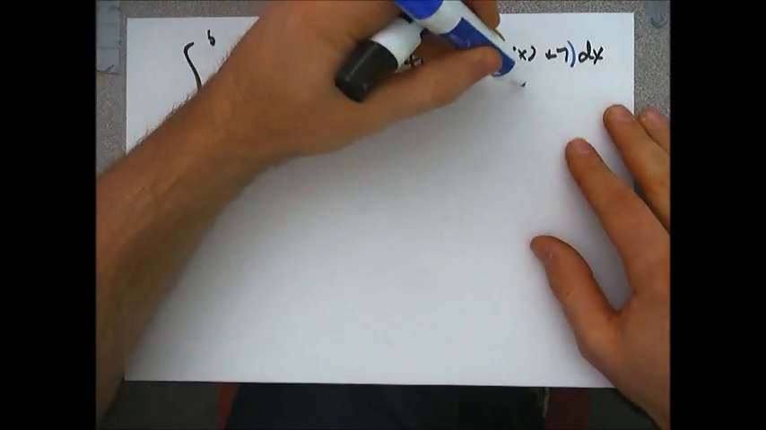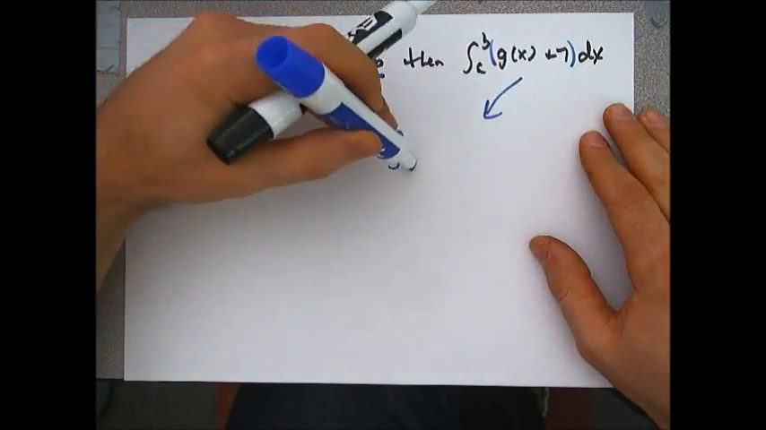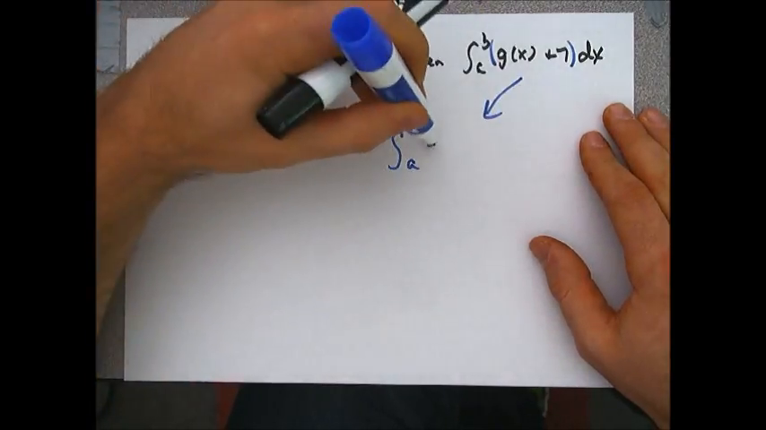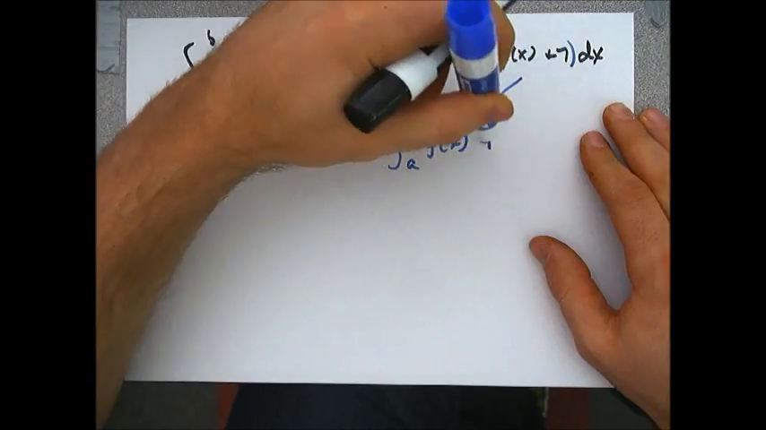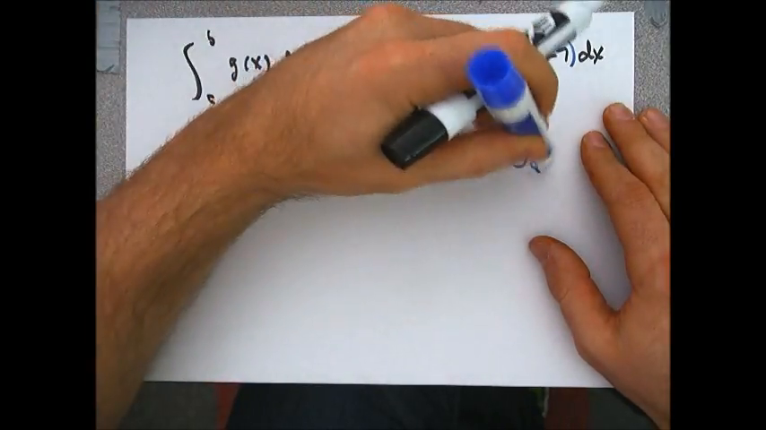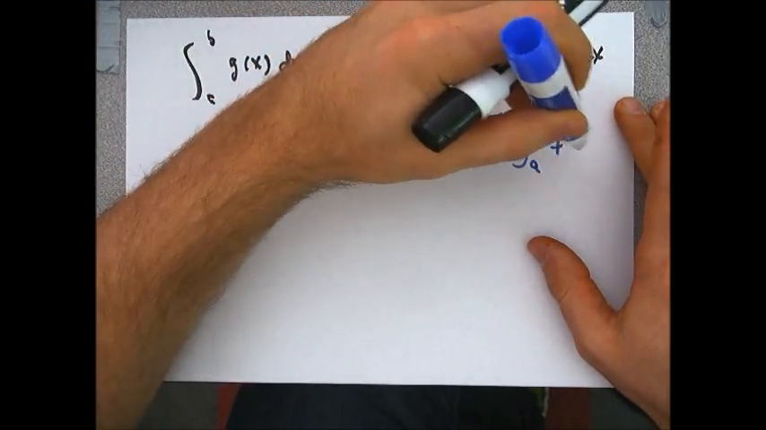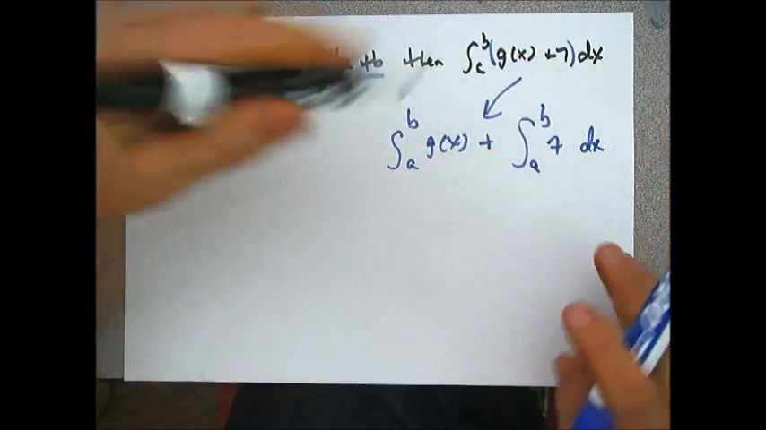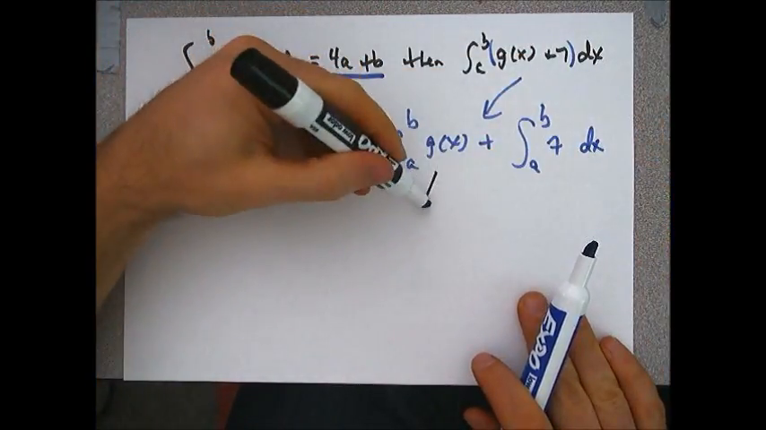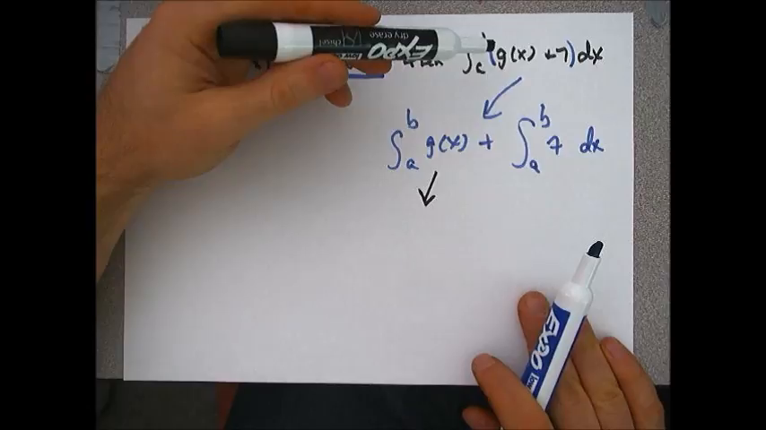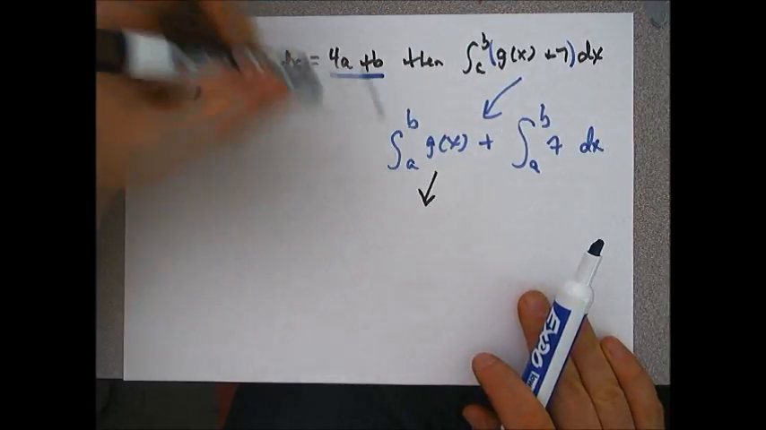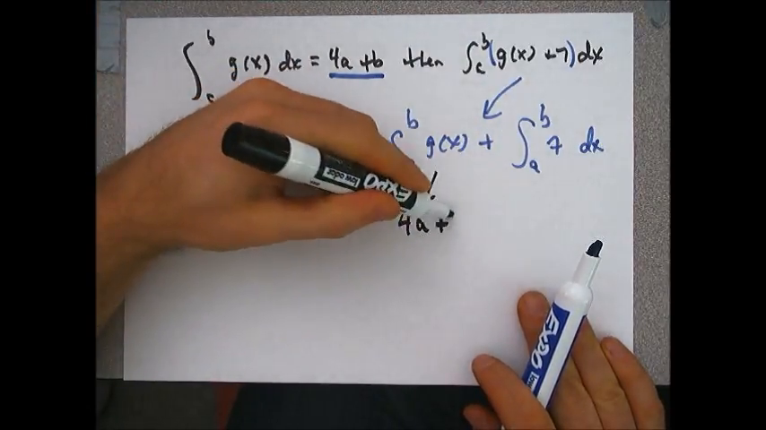So we can split this into 2 different integrals. One is the integral from a to b of g of x. It's adding, so plus the integral from a to b of 7. I don't know again what this is, but I don't need to because they already gave me the result of this one's integral, right? This one is 4a plus b.